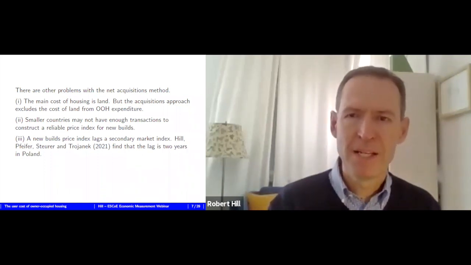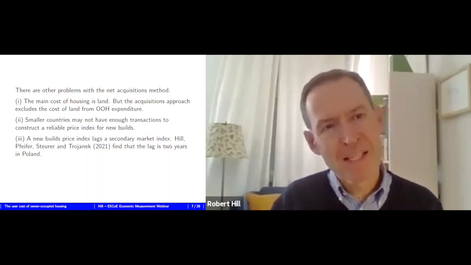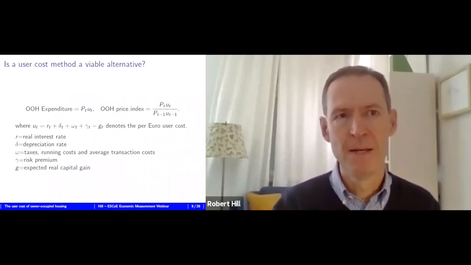transacting each year. And a related problem that we've just identified in a paper, Hill, Stroyer and Trojanic, looking at Poland, is that a price index in the primary market can seriously lag a price index in the secondary market. In Poland, we find by 2 years. This is because the preliminary agreements are signed maybe 2 years before the final transaction takes place. So the bottom line is, if you're going to use an acquisitions method, it's probably necessary to use a price index for the whole market, not just new builds. But then this starts undermining the internal consistency of the method to some extent.